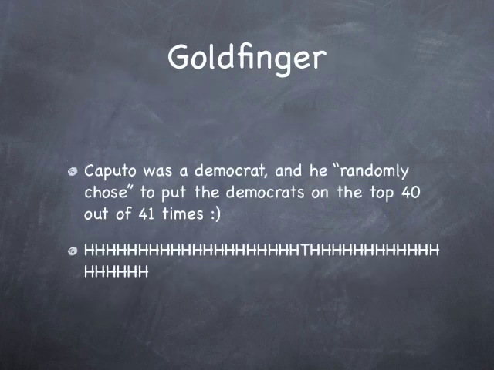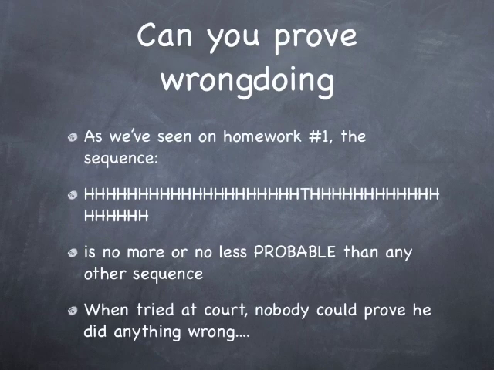He was called the man with the golden arm. He was a Democrat, and he quote-unquote randomly chose to put the Democrats on top 40 out of 41 times. Say he used a coin toss to determine which one was on top. It's like flipping heads 40 out of 41 times. A coin toss isn't exactly how he did it, or claimed to do it, but that's essentially the idea. Now, as we've seen in homework number 1, this sequence is no more or less probable than any other sequence. He was eventually taken to court for this.